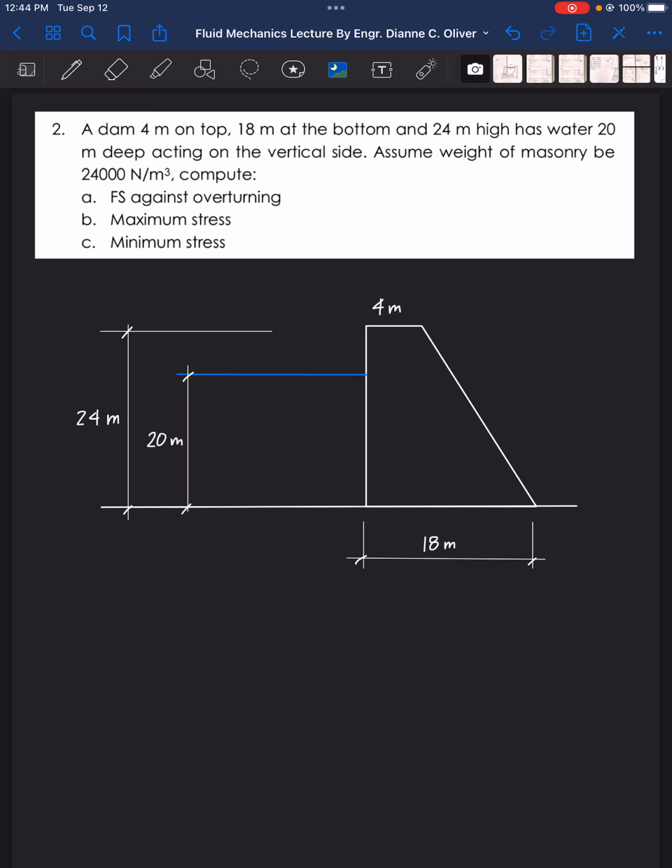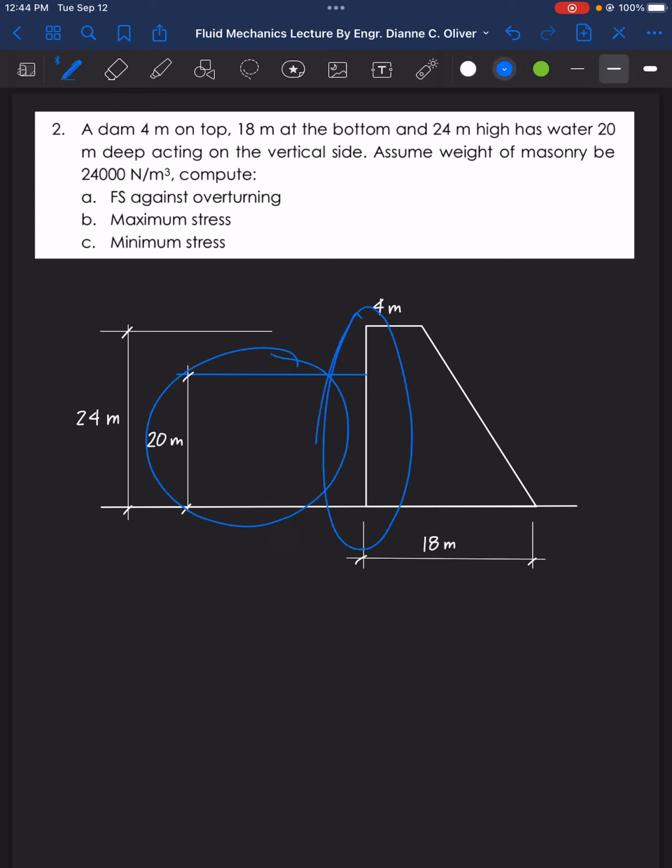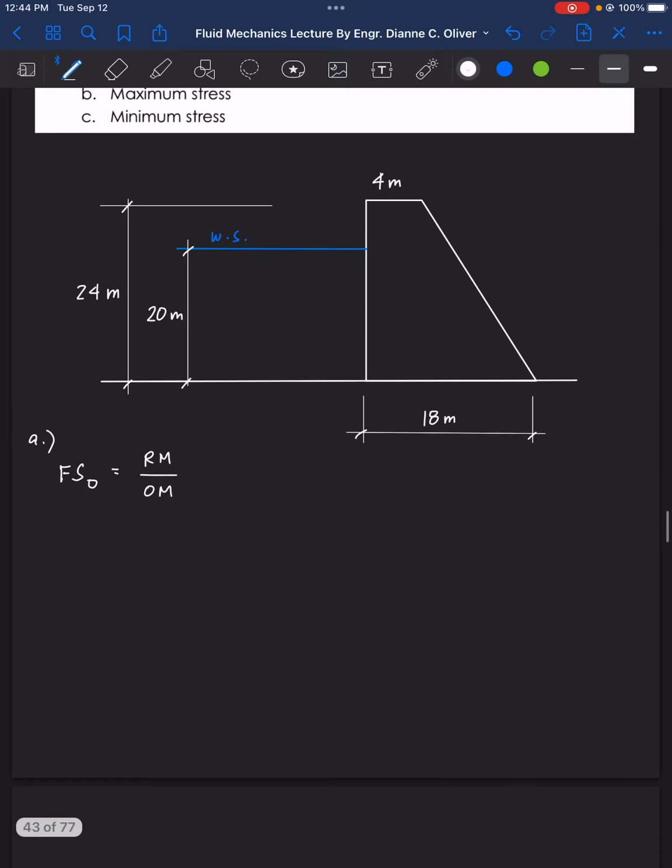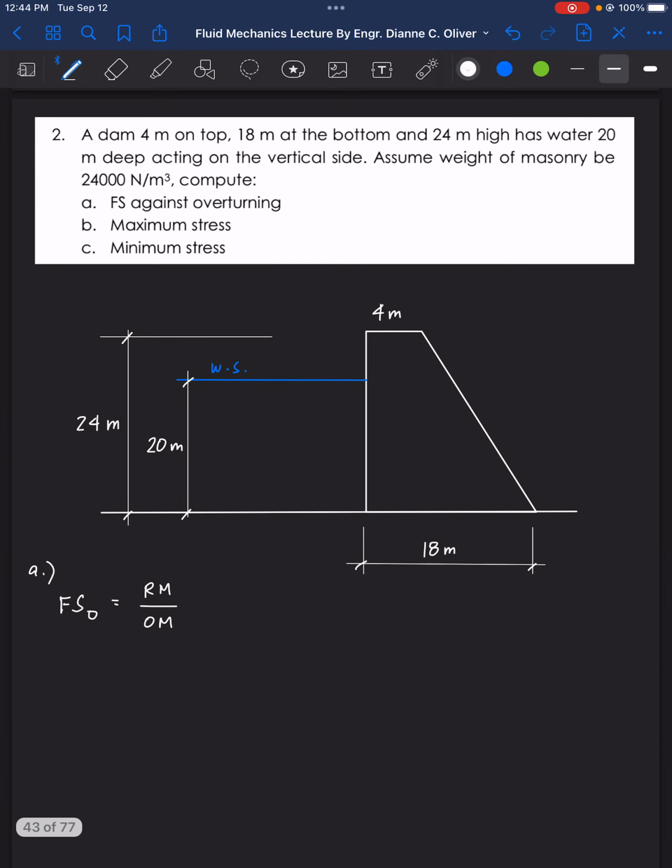Okay, so this is the trapezoidal dam. So the water is acting on the vertical side, this vertical side here. So it says there water. So this is the water surface. Now, it says here compute for factor of safety against overturning for letter A. So FSO is righting moment over overturning moment, right? So our righting moment here is what? The weight of the gravity dam.